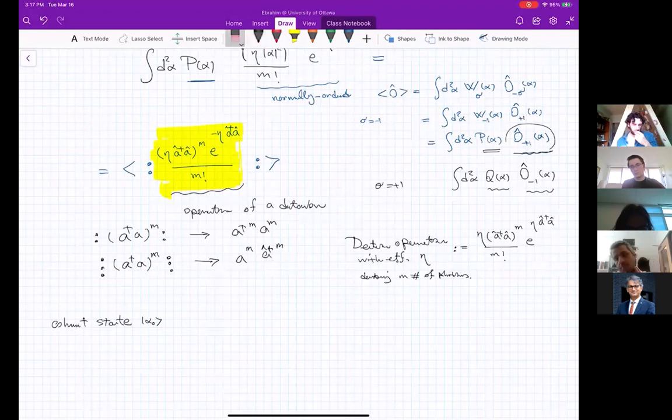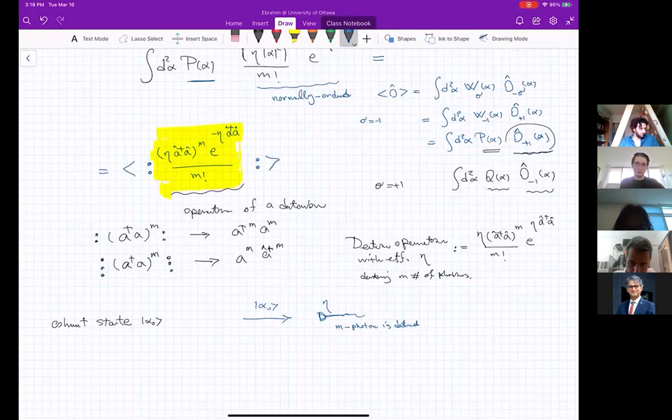So I have a coherent state of alpha 0. It comes to a detector, which has efficiency of eta. And I want to understand how many m photons are detected. And later on, we will pose a condition on m: m is equal to 2, m is equal to 3, or what? Okay? Good.